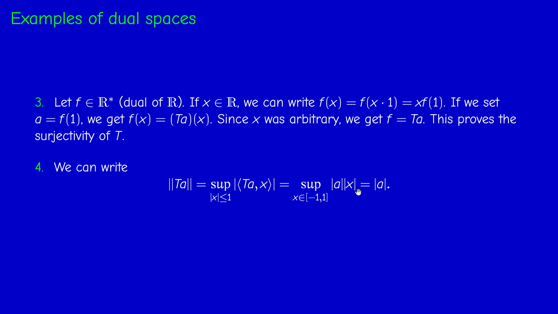So just when X equals 1 or minus 1, we get absolute value of A. So we really have the conservation of norms. Therefore, T is an isometry, and since it's surjective, it's an isometric isomorphism. And yeah, so this is very trivial. So I illustrated the methodology that you need to do on a very trivial example.